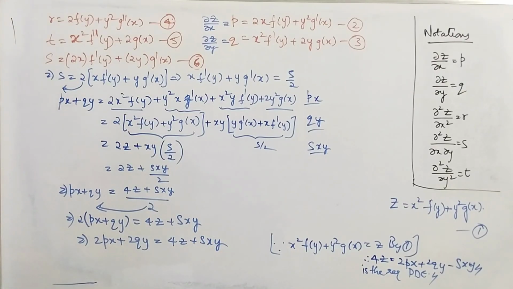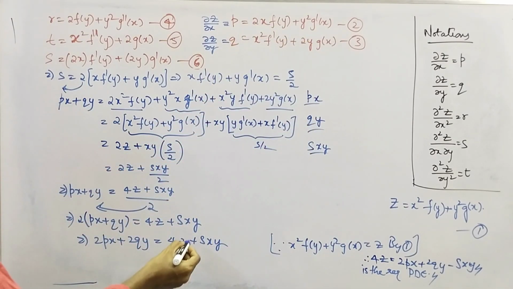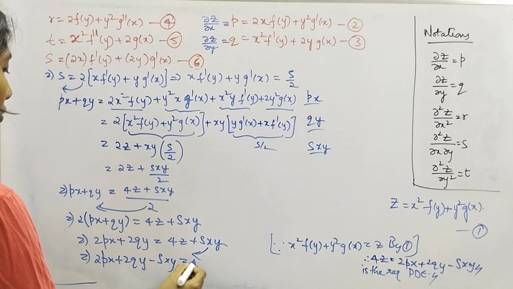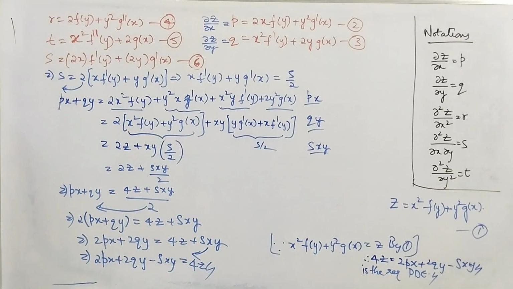As I said earlier, let's write all the terms that involve p, q, r, s, t on one side and the terms that do not involve any of these five on the other side. So it's easy to bring this to LHS, right? Let's bring it out. You'll get minus sxy equal to 4z, which is the required partial differential equation, right?